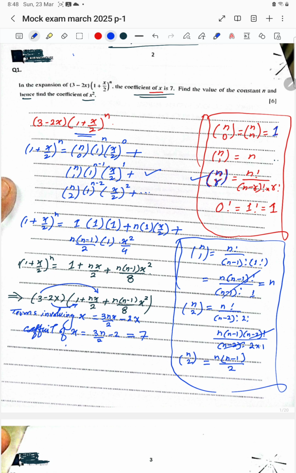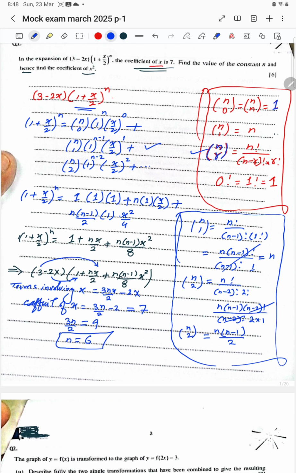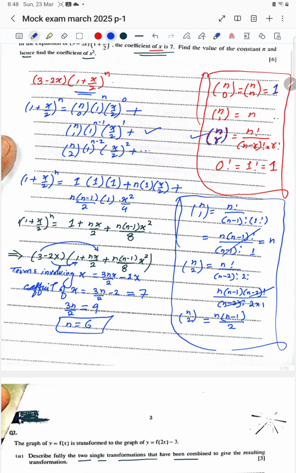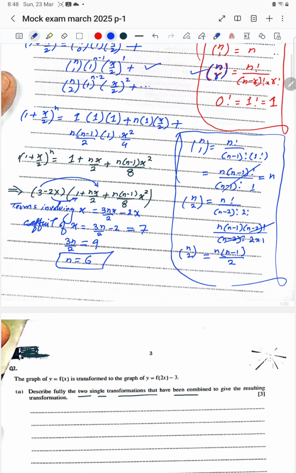will be 3n/2 - 2, and that is given to us as 7. So now simplify it. 3n/2 equals 7, and the 2 goes there to become plus, so 9. After simplifying we get n is 6. I hope it is clear. Now it is stated in the question, hence find the coefficient of x squared.